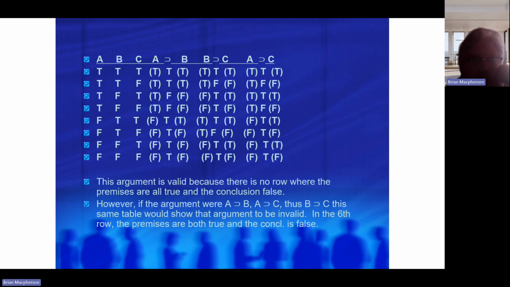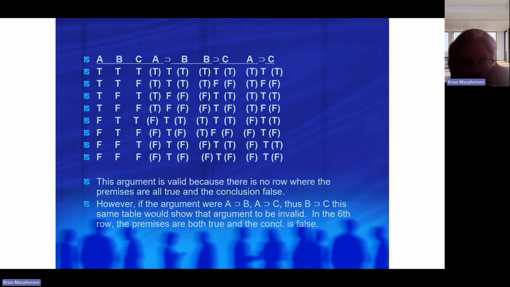You go now to the second row. The first premise is true because true implies true gives you true. The second premise is false because true implies false gives you false. Then right away we know that this is not a row where the premises are both true and the conclusion is false, so we discount the second row.